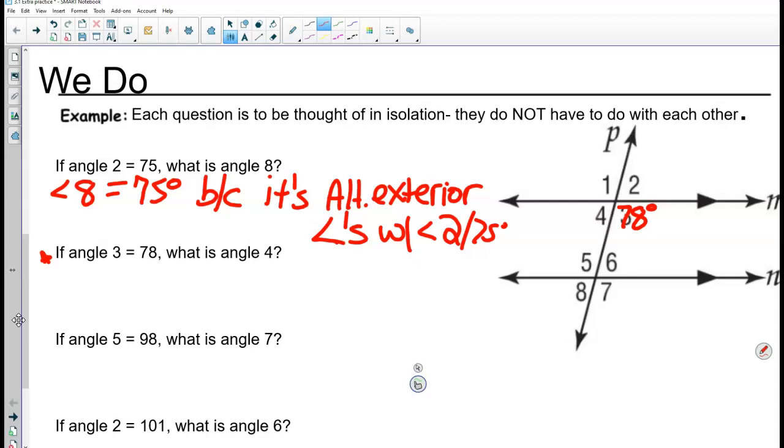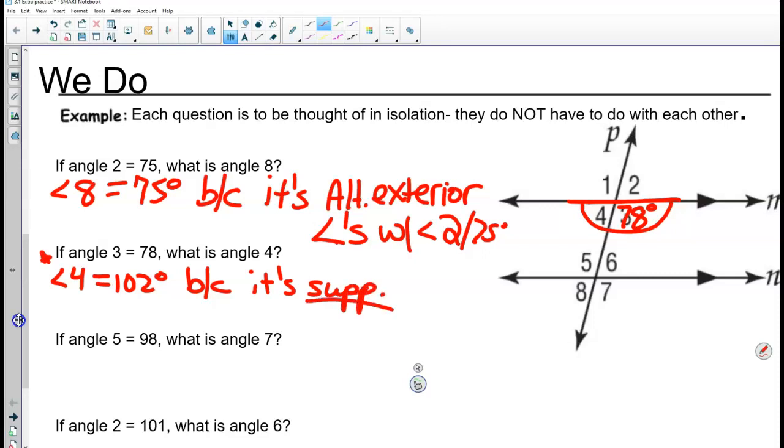When they're on the same plane, I have the choice of vertical angles or supplementary angles. So if it wants 4, it wants the one right next to it. Remember, the one right next to it forms the straight line. So that's where we take 180 and we subtract the 78. So angle 4 would equal 102, and that's because it's supplementary, and I'm just going to use the abbreviation, supp, with angle 78.